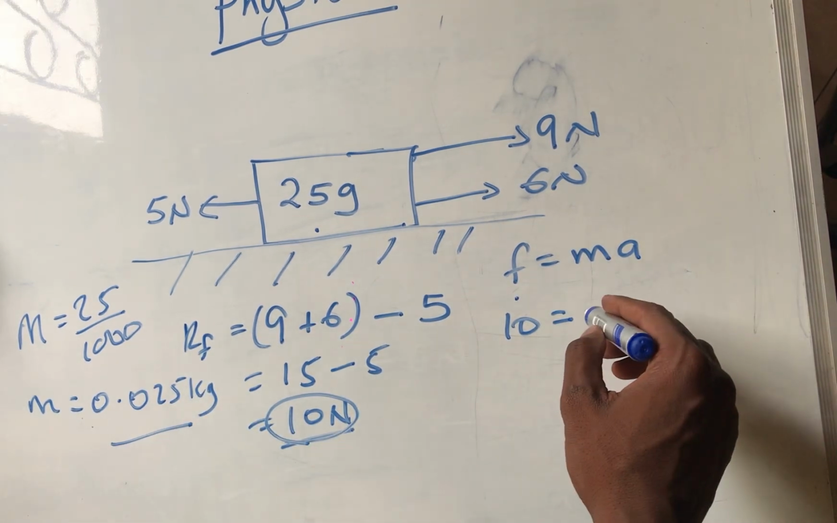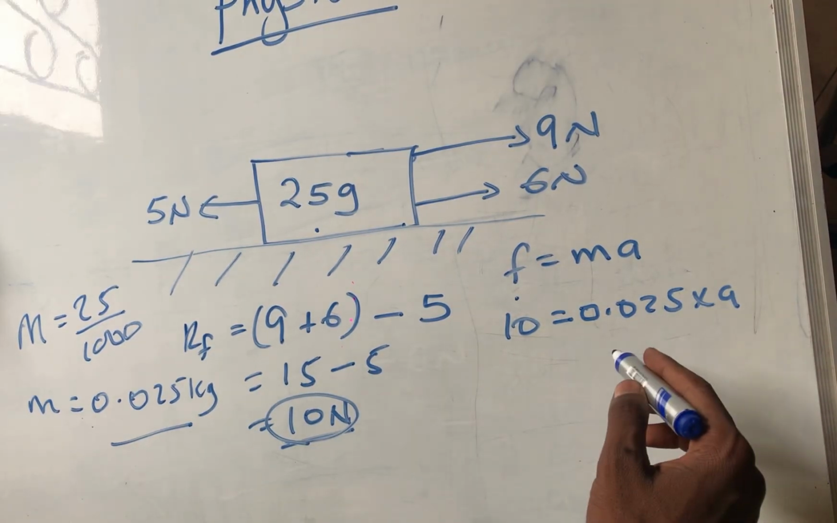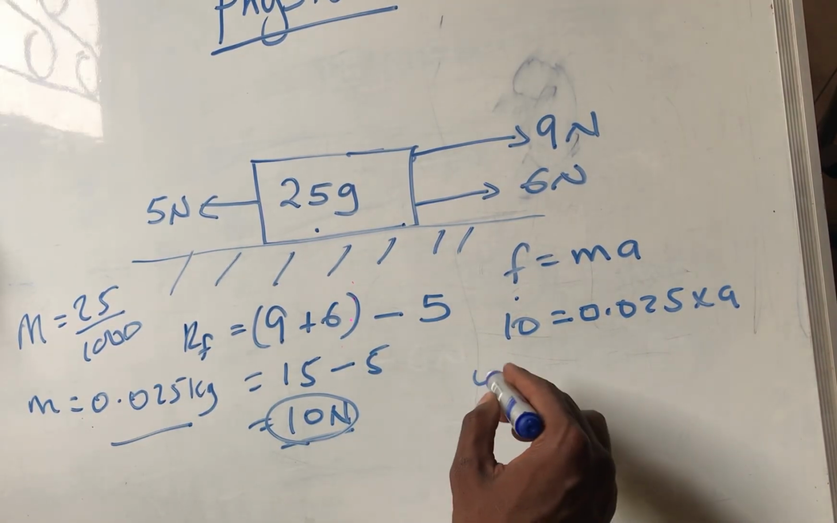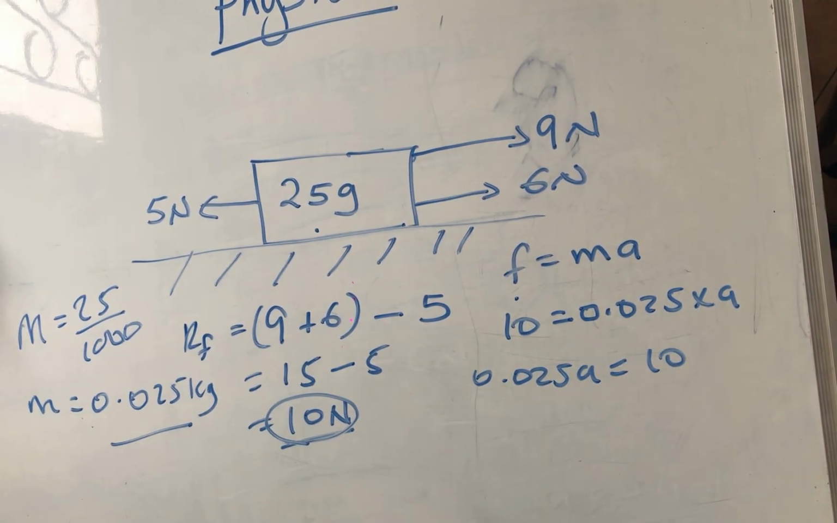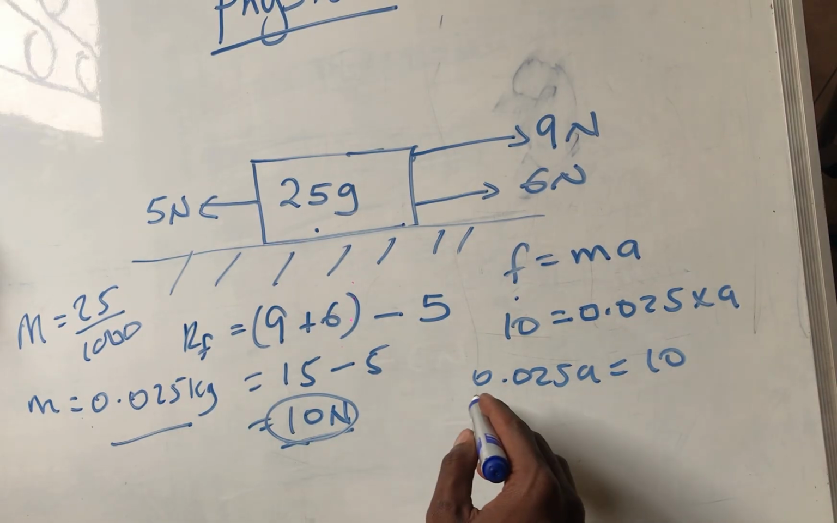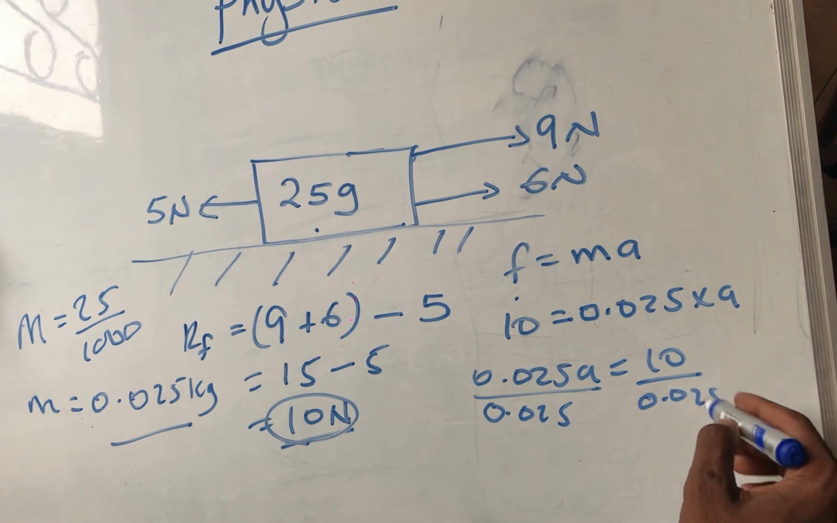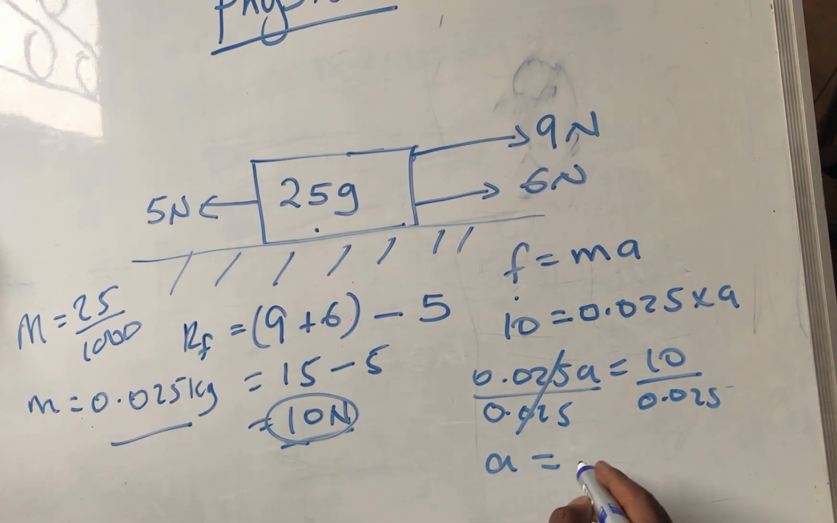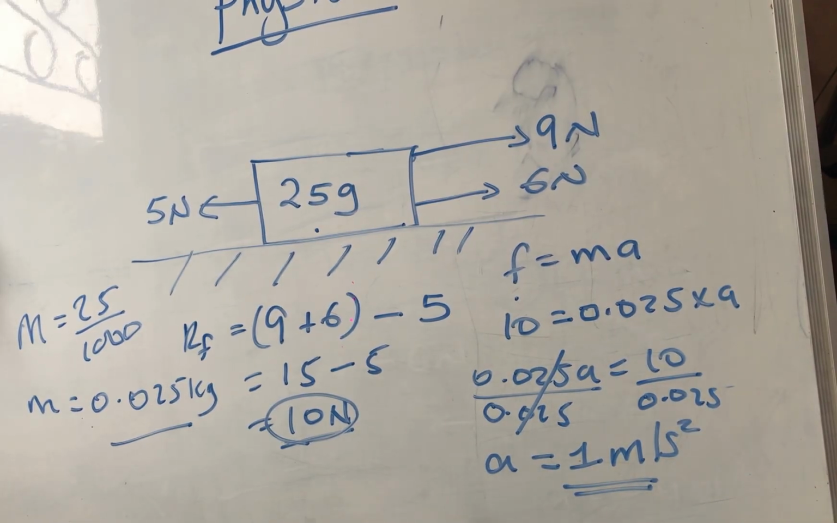So this mass, we are going to put it here: 0.025 times the acceleration, so 0.025a equals 10. Now we divide both sides by 0.025. This one goes. The acceleration will be equal to 1 meter per second squared. This will be the acceleration.